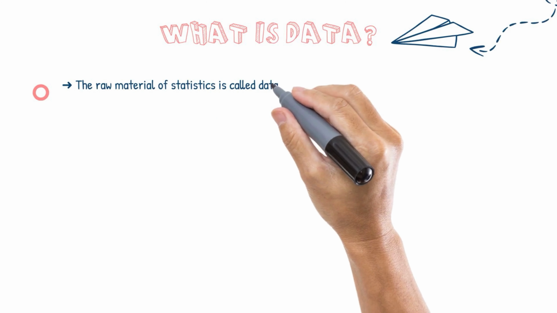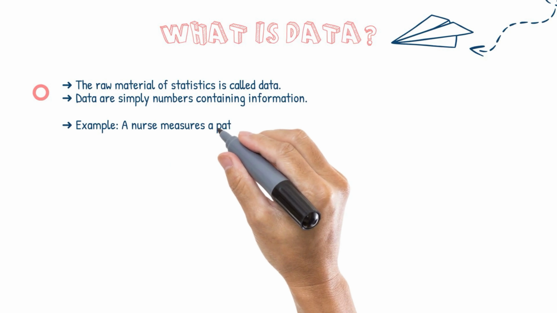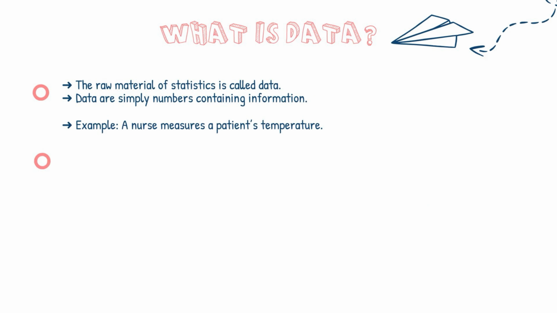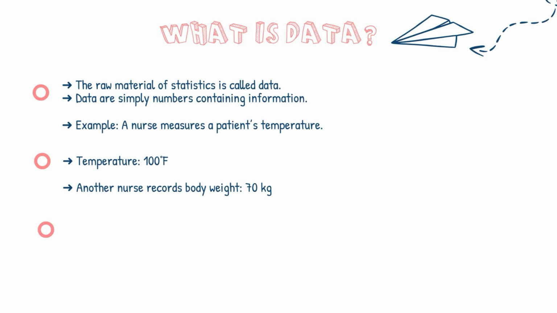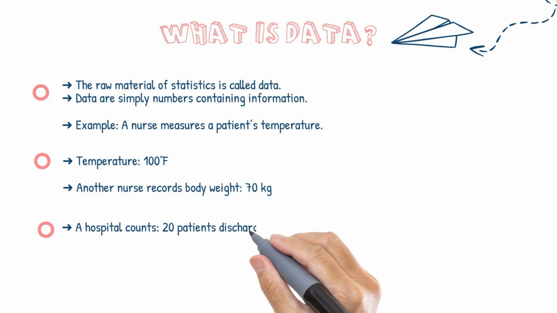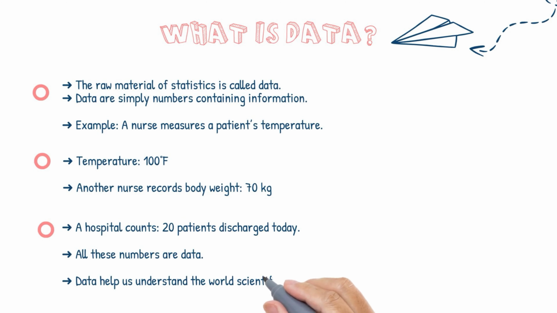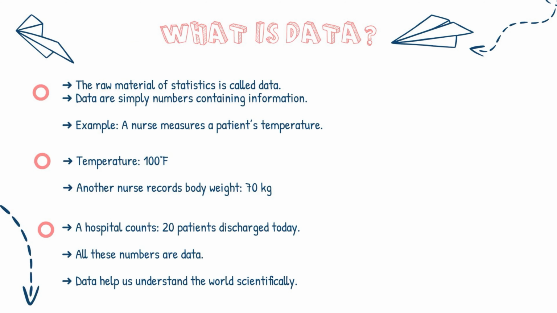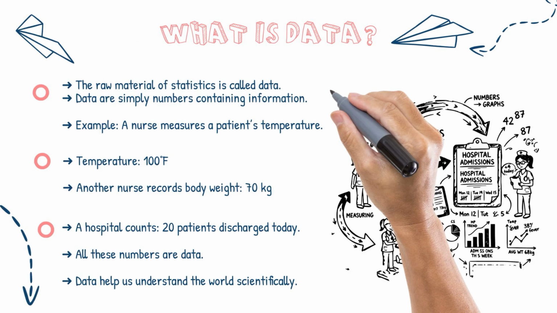What is data? The raw material of statistics is called data. Data are simply numbers containing information. Example, a nurse measures a patient's temperature. Temperature 100 degrees Fahrenheit. Another nurse records body weight, 70 kg. A hospital counts 20 patients discharged today. All these numbers are data. Data help us understand the world scientifically.